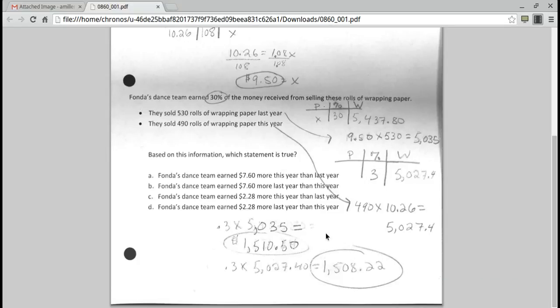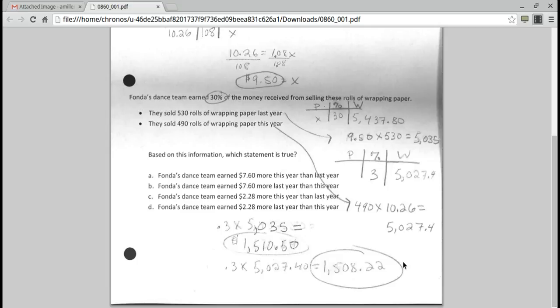Here are my two amounts. Last year, they made $1,510.50 when they were selling wrapping paper for a cheaper price. This year, when it was more expensive, they made $1,508.22. They made about the same. Now I have to figure out which one of these statements is true. So it seems like it's talking about the difference between the amount of money they make. Well, I know that if I subtract $1,510.50 minus $1,508.22, I get $2.28. So I'm going to eliminate A and B.